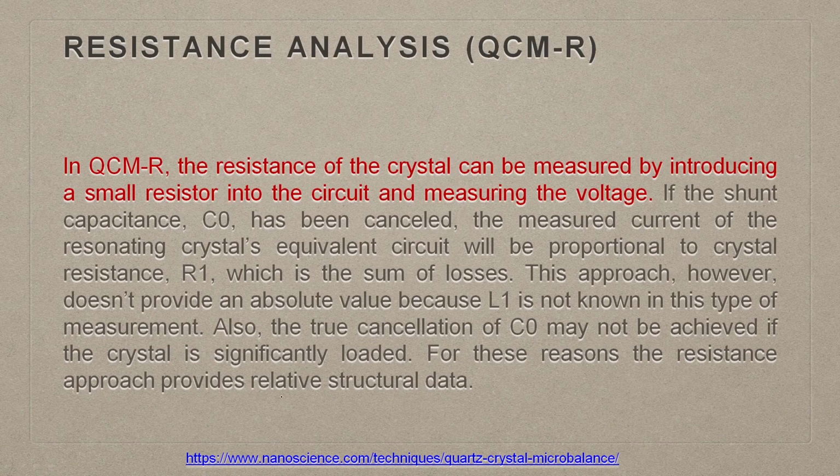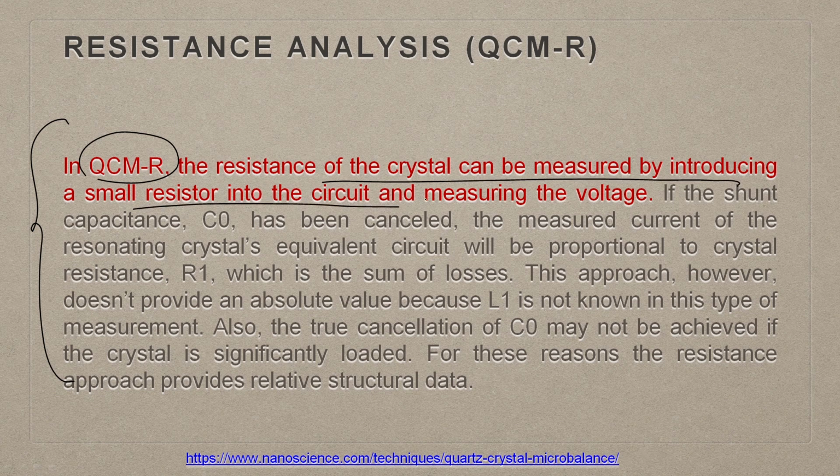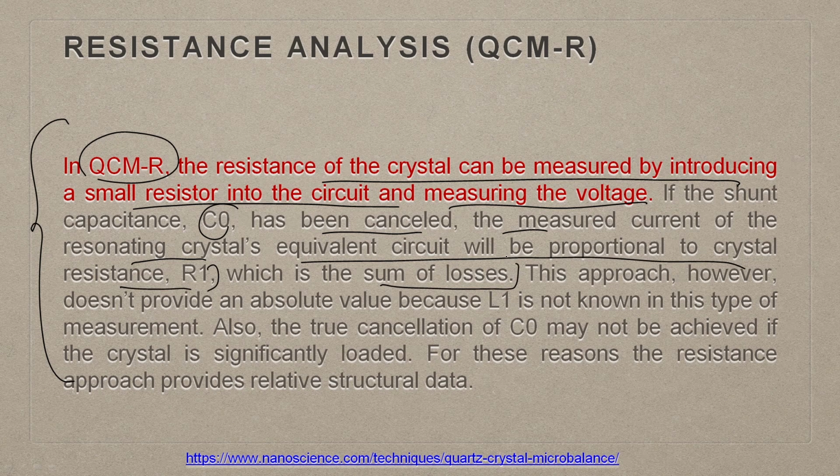If you look at resistance analysis, in QCM-R, the resistance of the crystal can be measured by introducing a small resistor into the circuit and measuring the change in voltage. If the shunt capacitance C0 has been cancelled, the measured current of the resonating crystal's equivalent circuit will be proportional to the crystal's resistance R1, which is the sum of the losses. This approach, however, does not provide an absolute value because L1 is not known.